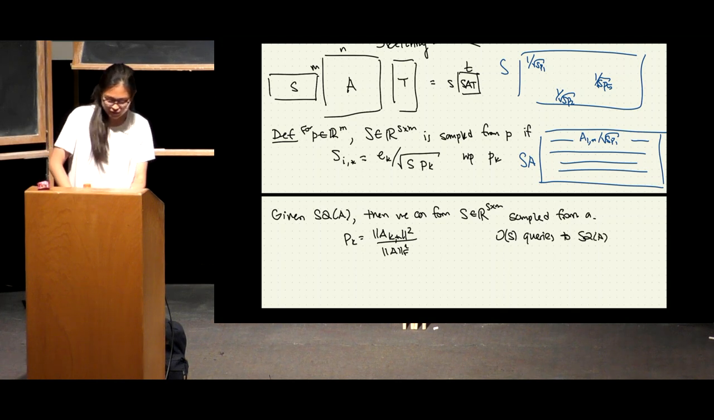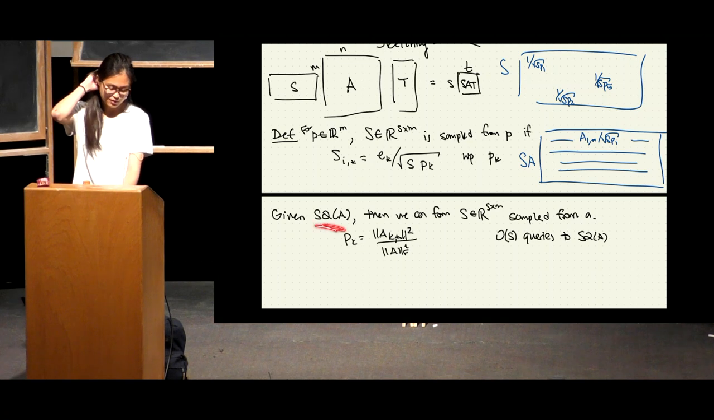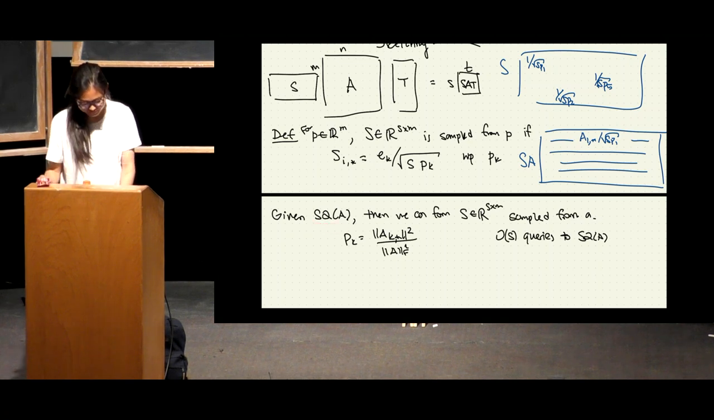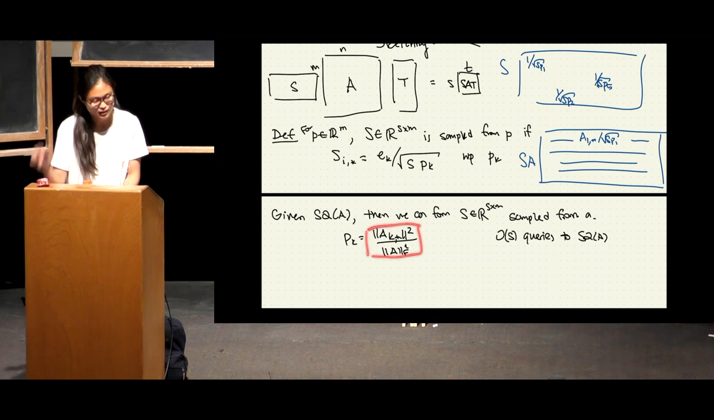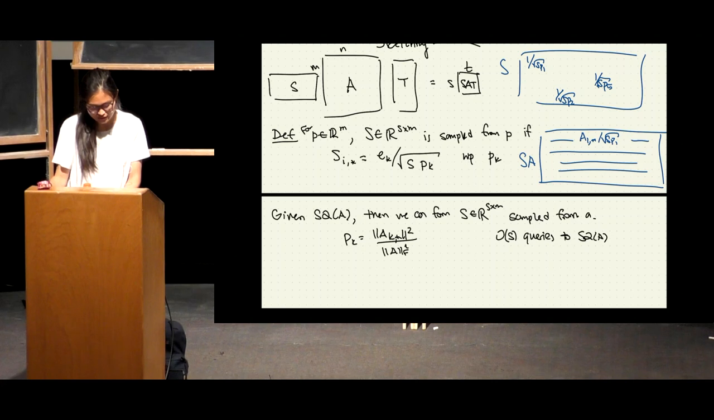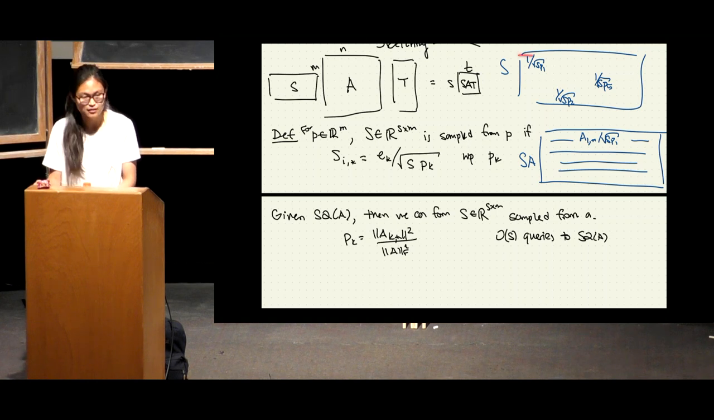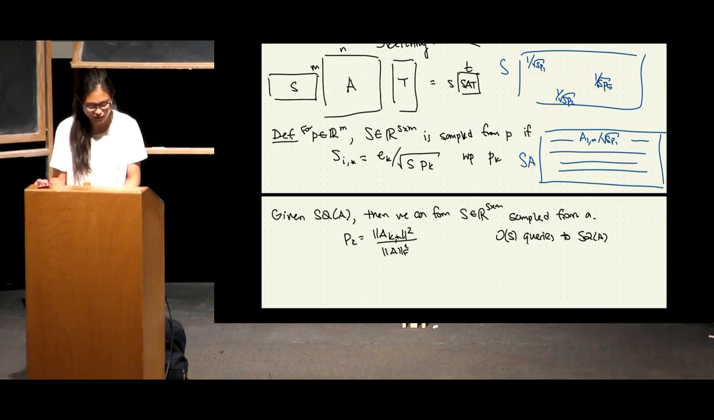You can sort of see how to do this, right? Because we just need to pull all of these samples from A, which we have because of our access model. And then we need to compute these probabilities themselves, and we can do this with queries to our A. We might need to query the norms of A. And then in total, we can just describe this S as a list of the non-zero entries here. So we can just describe all of these, and then this is our description of S.